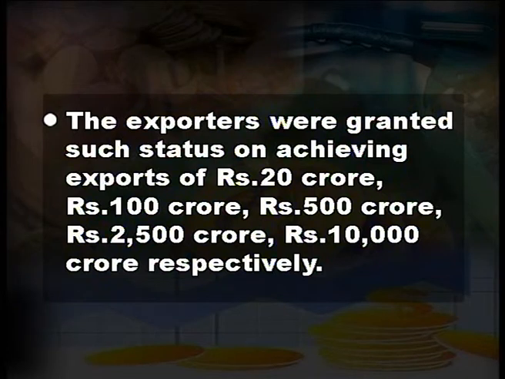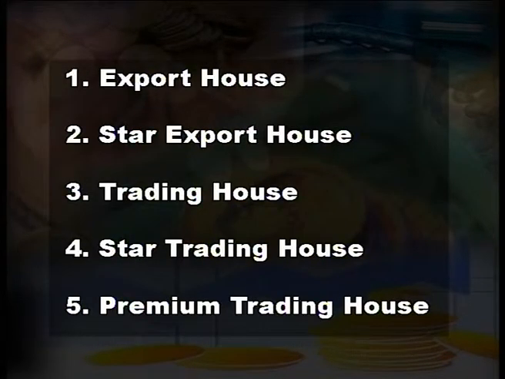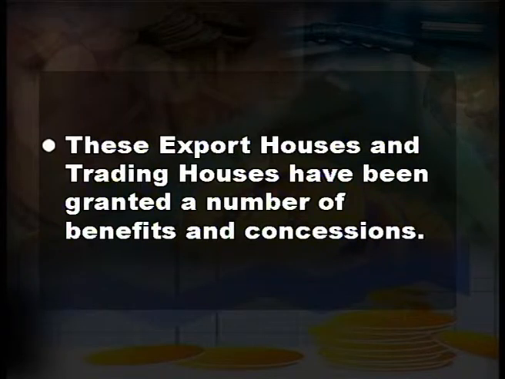This was all an effort to increase exports. They were divided into 5 groups based upon the value of the goods that they exported. So, these export houses and trading houses have been granted a number of benefits and concessions.